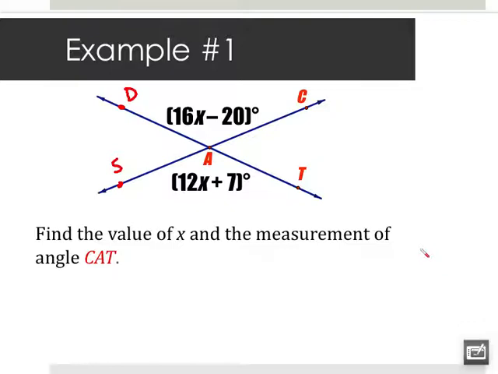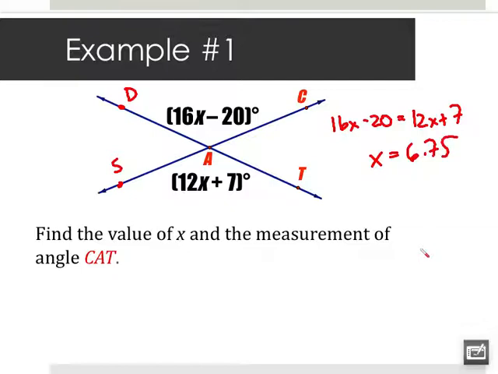What did you do? I did 16x minus 20 equals 12x plus 7. Why? What pair of angles are those two? Vertical. And we know vertical angles are equal. They're congruent. Therefore, set them equal, solve. What'd you say it was, 6.75? Yeah. Okay, then what? I didn't do anything from there.